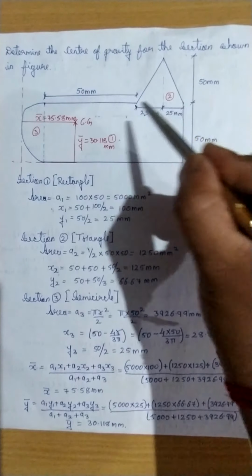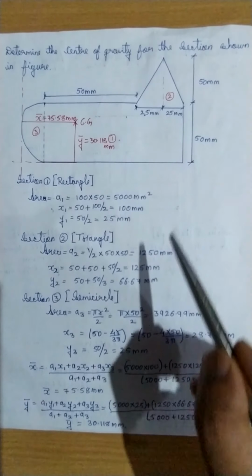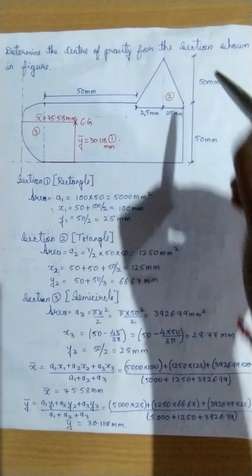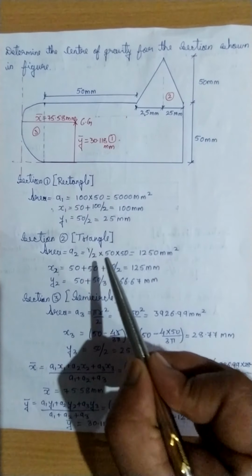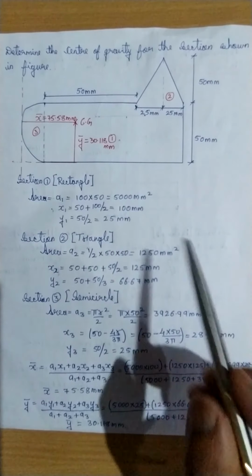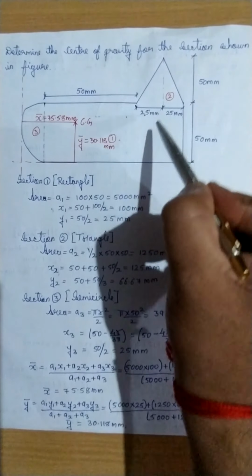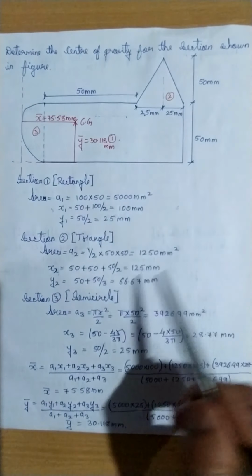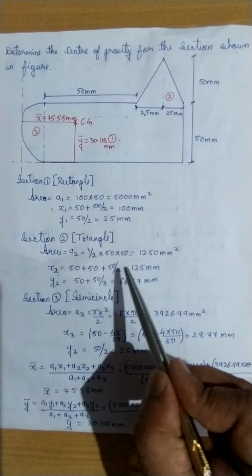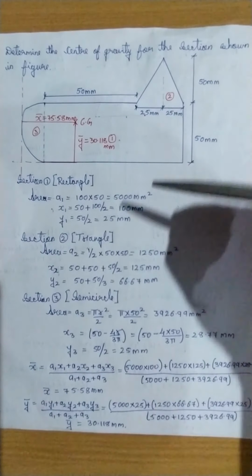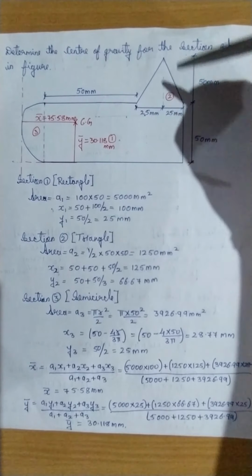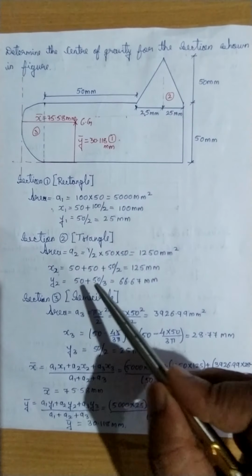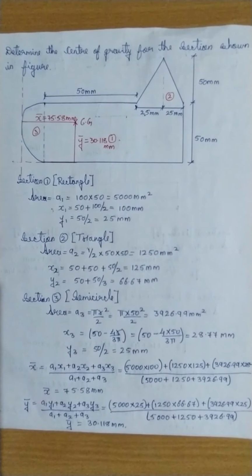Then considering the triangle section, the triangle area is half base into height. Half base is 50, height is 50, so half into 50 into 50 is the area of the section. x2 from here will lie at the center, so it will be 50 plus 50 plus 25, that is 50 plus 50 plus 50 by 2, 125 mm. And y2 from here will be 50 plus h by 3, where h is 50. So 50 plus 50 by 3, 66.67.